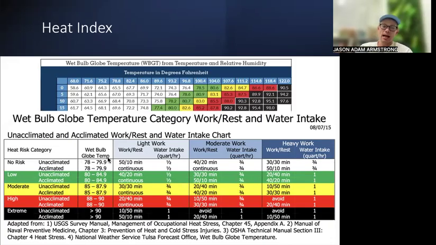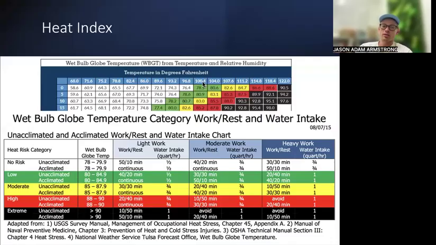So this is your heat risk category. Note that it breaks people up into unacclimated and acclimated individuals. So if my risk is high and I'm engaging in light work, if I'm acclimated, I can do continuous light work. For moderate work, now I need 30 minutes of work and 30 minutes of rest. If I'm unacclimated, 10 minutes of work, 50 minutes of rest. And if I'm engaging in heavy work, I should avoid doing that if I'm unacclimated and the wet bulb globe temperature reading says that my risk is high. So that's how you would use this.